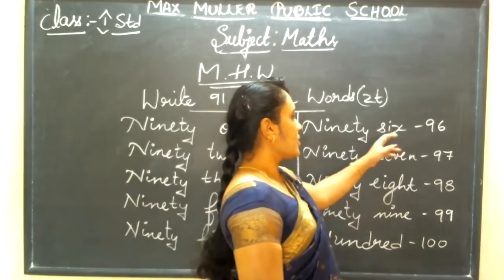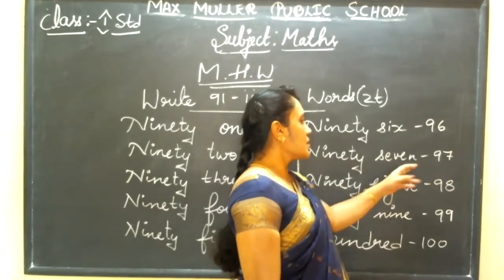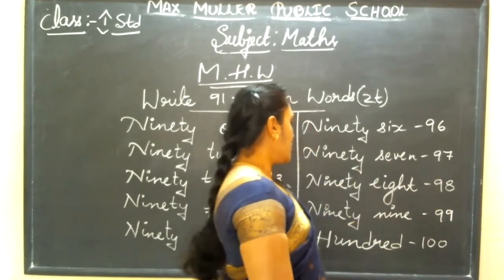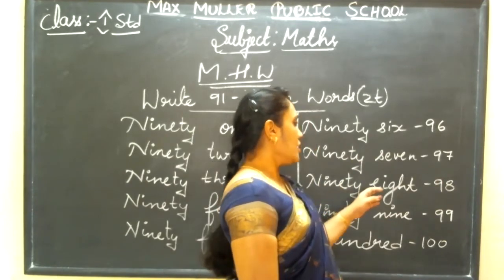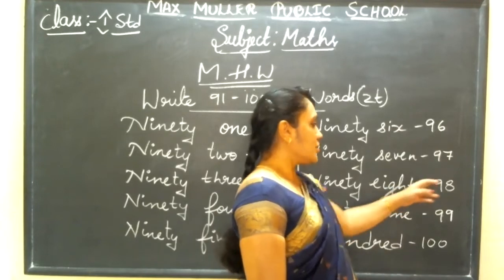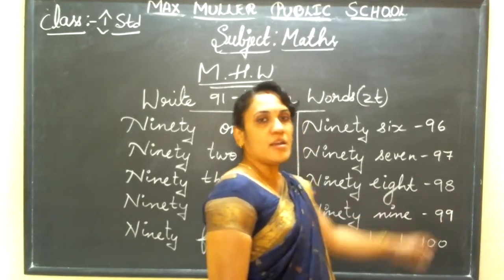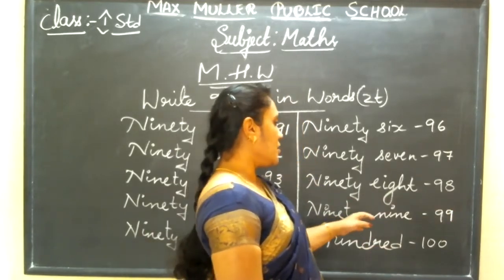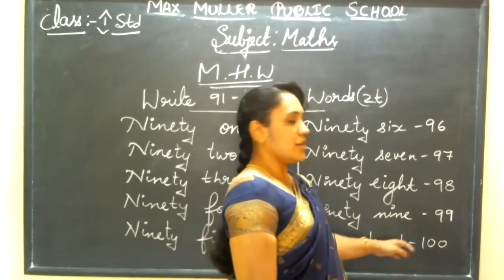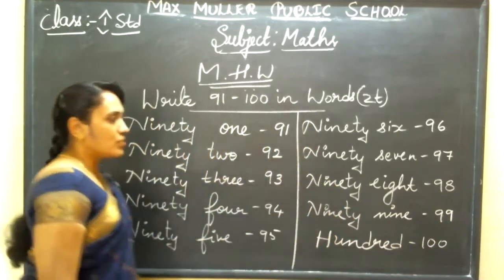Ninety 90, six 6, 96. Ninety 90, seven 7, 97. Ninety 90, eight 8, 98. Ninety 90, nine 9, 99. Hundred, 100. So this is today's homework.